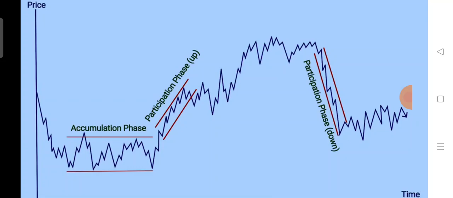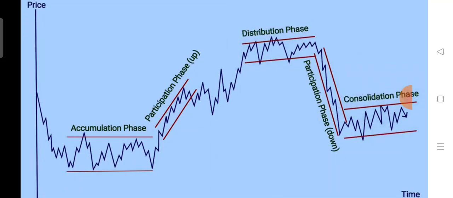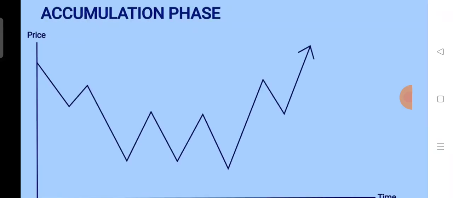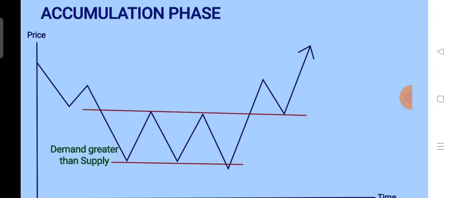the market participation phase, and then there is a distribution phase. Apart from that, there is a consolidation phase. Now let us understand them a little deeply. What is an accumulation phase? After a down move, there is a certain point when the selling pressure comes down and there is buying pressure in the market. So the buyers and sellers are in equilibrium.